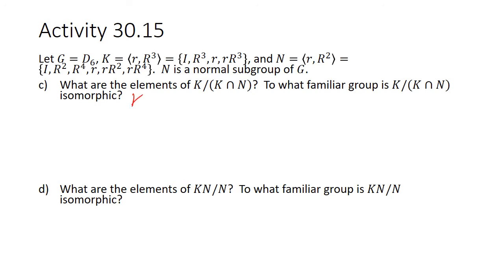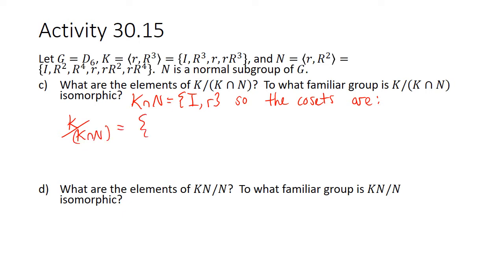Okay, so remember that K intersect N is just I and little r. So the cosets here, we're going to take cosets only using elements that are in K. So let me write this. So this will be K intersect N. So let's see, what would be a coset? So of course K intersect N itself will be the first one. And then I can multiply that by another element that is not already in it, but is in K.